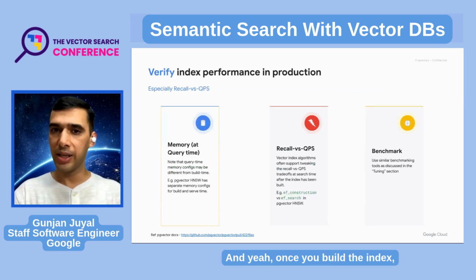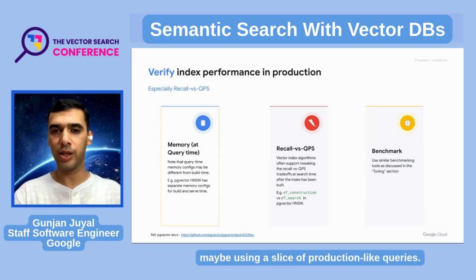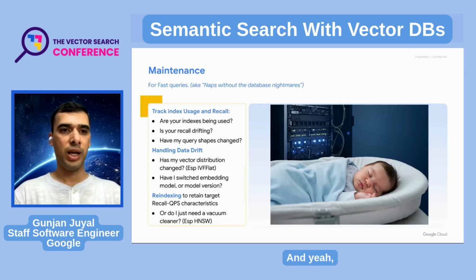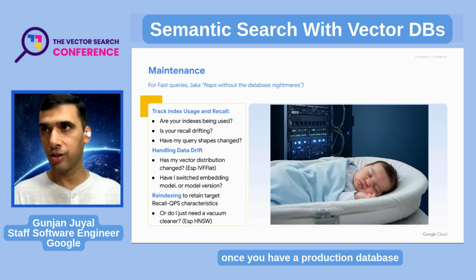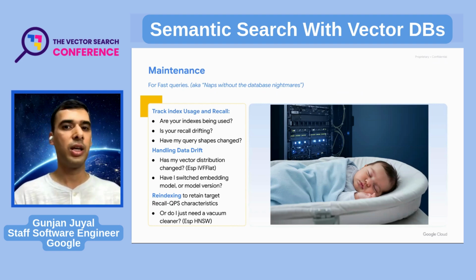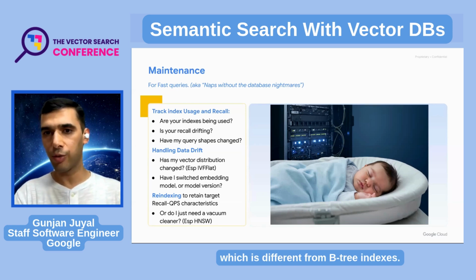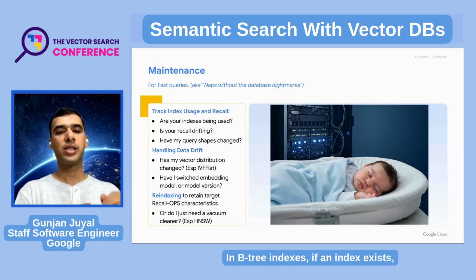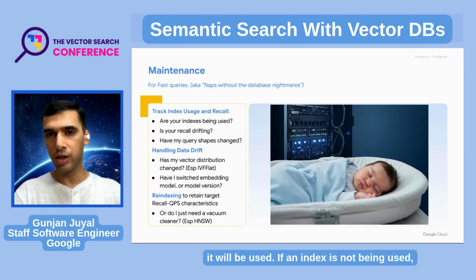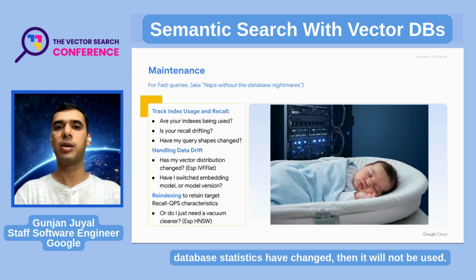And yeah, once you build the index, verify, double check in your production, maybe using a slice of production-like queries. And once you have your production database and a vector index in production, there is one thing you need to be aware of, which is different from B-tree indexes. In B-tree indexes, if an index exists, it will be used. If an index is not being used, maybe because your query shapes have changed or your database statistics have changed, then it will not be used.